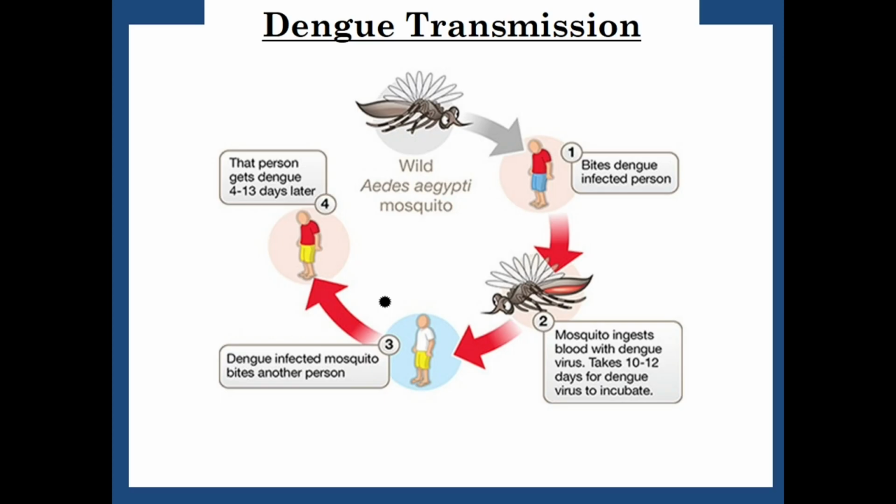So for dengue transmission, the uninfected mosquito will bite the dengue infected person. This mosquito takes 10 to 12 days for the dengue virus to incubate inside the mosquito. Finally, this infected mosquito will bite another person. This person will have the symptoms of dengue 4 to 13 days later.